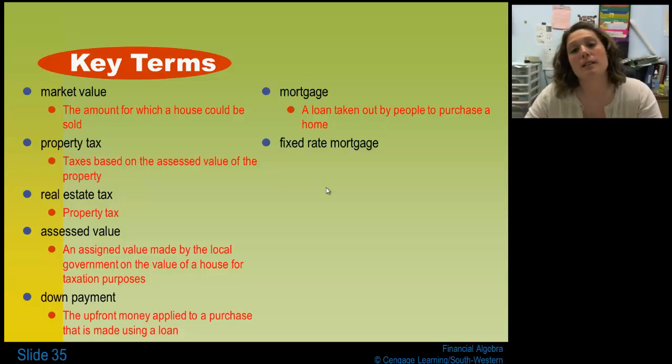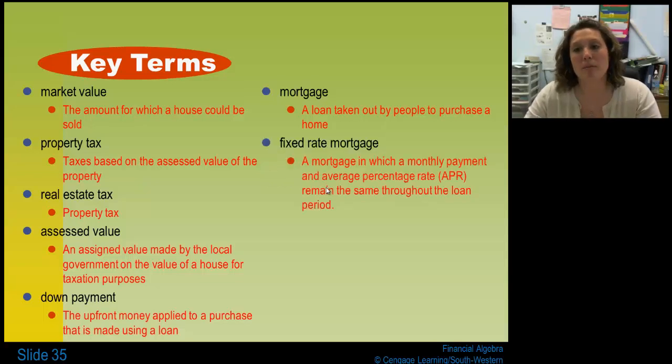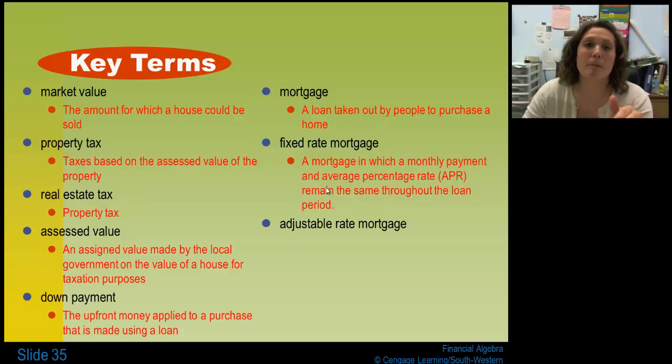Fixed rate mortgage. This is a mortgage in which a monthly payment and average percentage rate, or the APR, remain the same throughout the loan period. So they don't change. So the monthly payment and the percentage rate, they are the same from start to finish, from all of your payments.